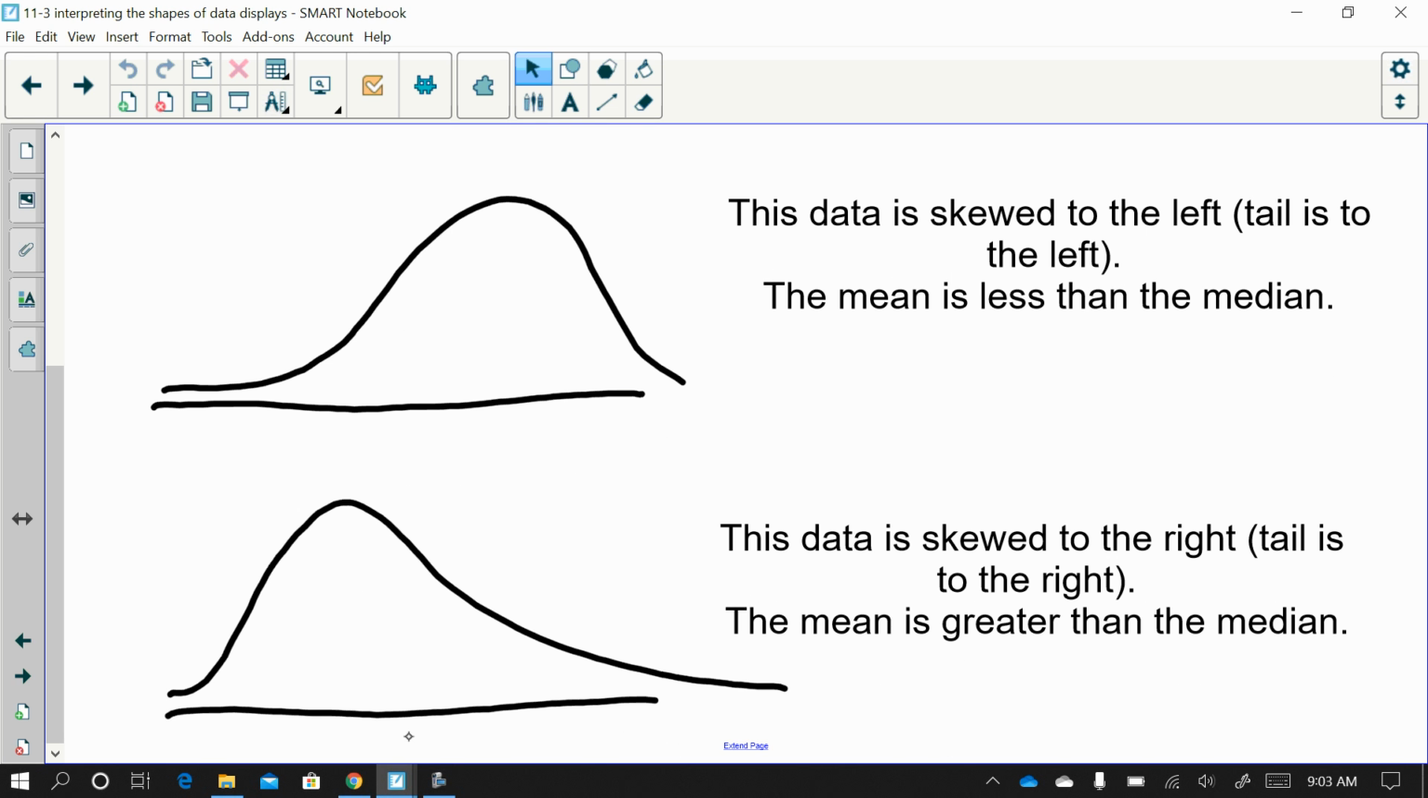And then finally, my last graph, this data is skewed to the right. Again, notice my tail here is to the right. So when this happens, the mean is greater than the median. Right? So keep that in mind.